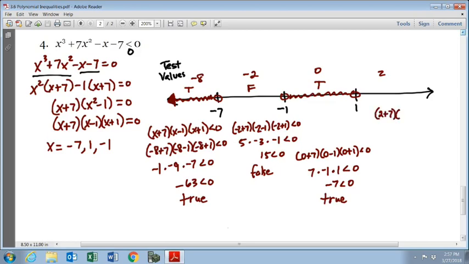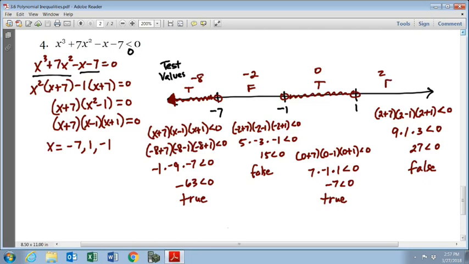Let's try 2. You're going to get 9 times 1 times 3. That's 27, and that is less than 0. Or wait, no, that's not. That's false, and so we won't shade there.